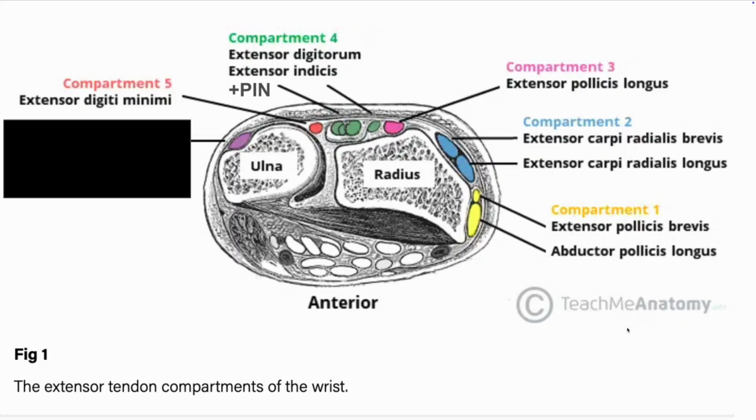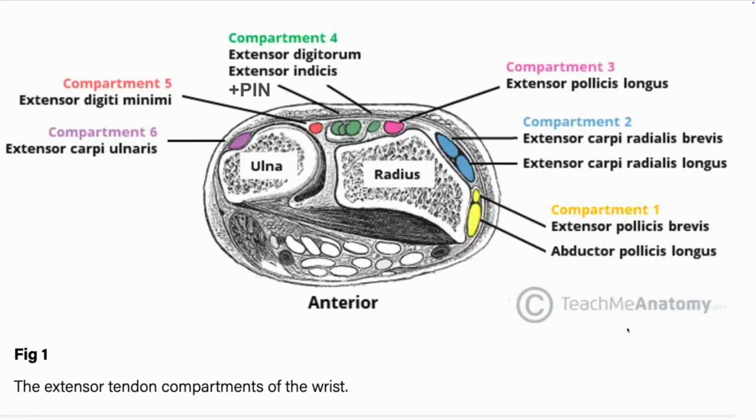In compartment 5 is the extensor digiti minimi. And in the 6th compartment is the extensor carpi ulnaris.